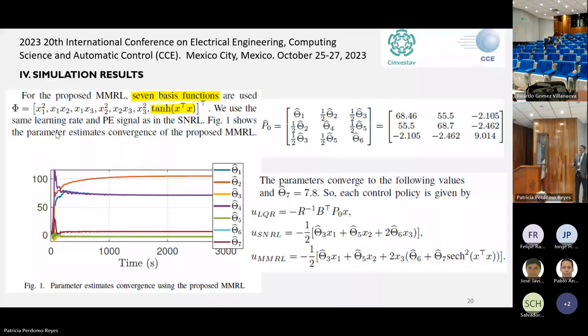The graphic of the min-max reinforcement learning: we propose seven basis functions to improve the convergence of the parameters. After 200 seconds, we find this matrix with these values, and the parameters converge to the following values, and theta 7.8. So each control policy is given by the LQR, the synchronous neural reinforcement learning, and our proposal.